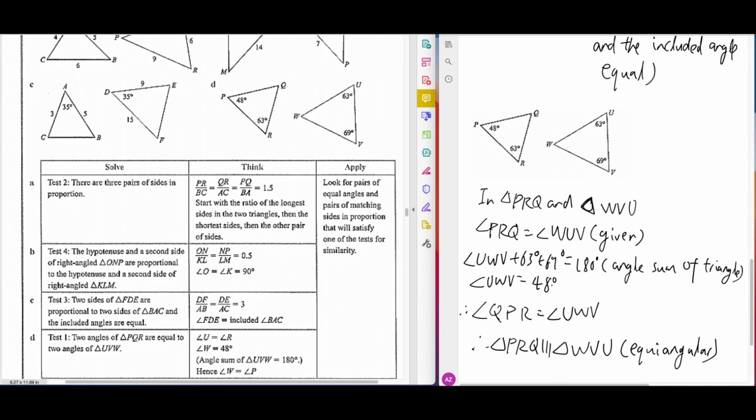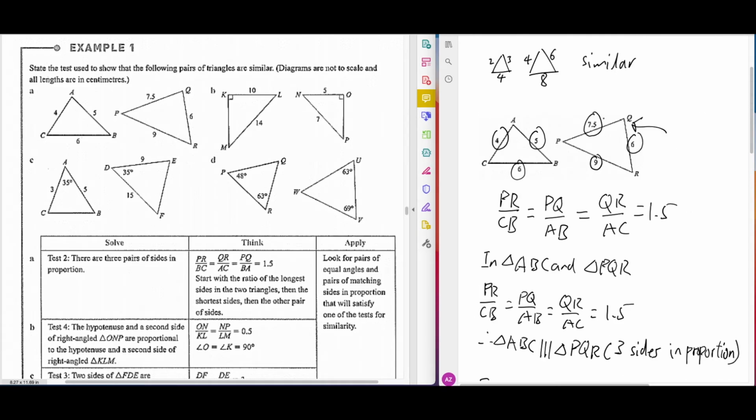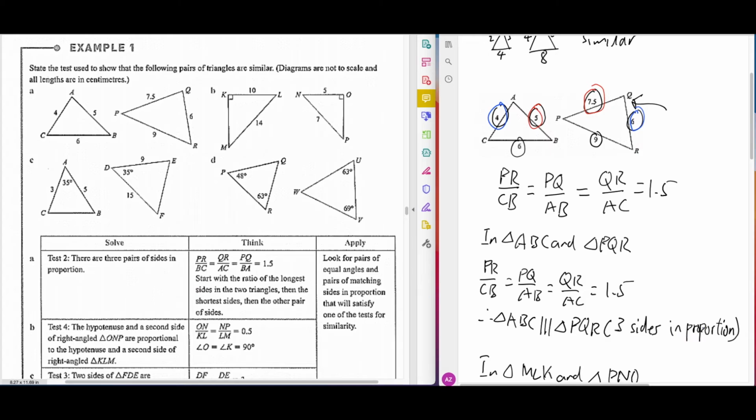Okay, so just to recap the 4 tests, I'm just going to go through it again. So there's 4 tests to show similarity. The first test is when you have the ratio of all the sides are equal. So what you can do is just start with the largest side. So in here, largest side is 9, and then your largest side in this triangle is 6. So 9 divided by 6 is equal to 7.5 divided by 5, the second largest side, is equal to the third largest side, 6 divided by 4. Now, if the ratio of all these sides are equal, then they're similar. And the reason for that is 3 sides in proportion. In proportion means this, when you have one side divided by another side.